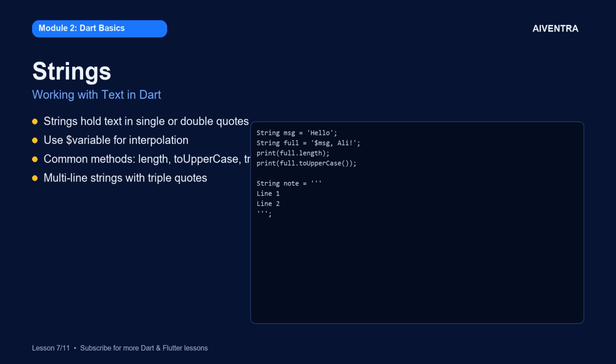Practice exercise. Create a small Dart program that uses today's concept at least 3 times. First, use it in a simple example. Second, combine it with an if condition. Third, print the result so you can verify your understanding. This 3-step practice method is simple, but very effective for long-term memory.